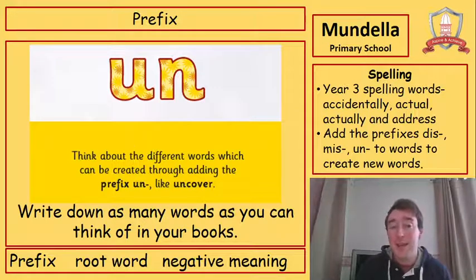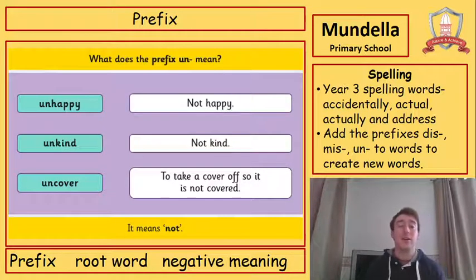We'll have a look at the meaning in 3, 2, 1. Let's have a look. So what does the prefix un mean? It means unhappy is not happy, unkind is not kind, and uncover is to take a cover off, so it's not covered. What do you hear in that? I hear an awful lot of not. So un must mean not.